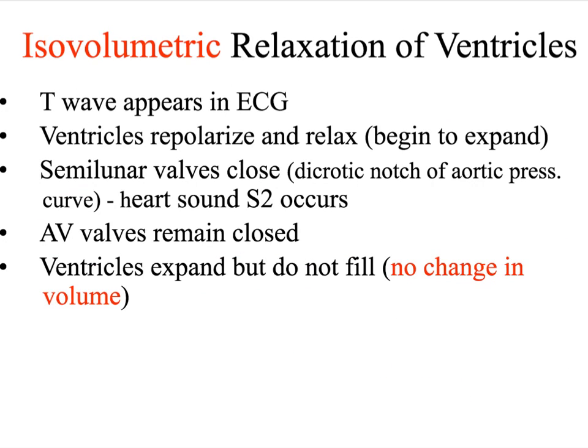Okay, now, next step, isovolumetric relaxation. On here, the T wave is going to appear in the ECG. The T wave is when the ventricles repolarize and they're going to relax. The semilunar valves close, so you get the dub.